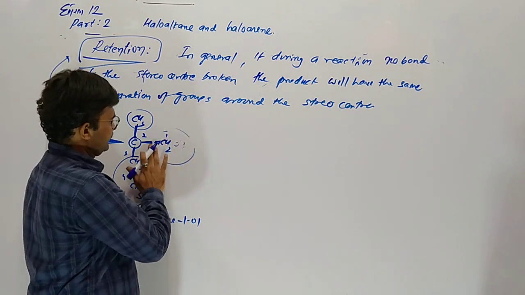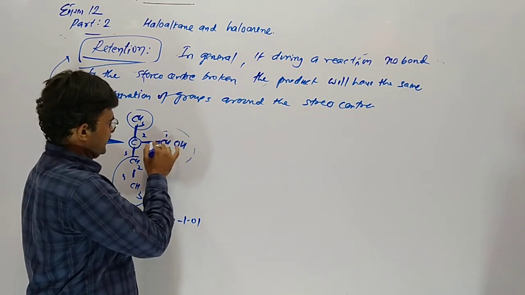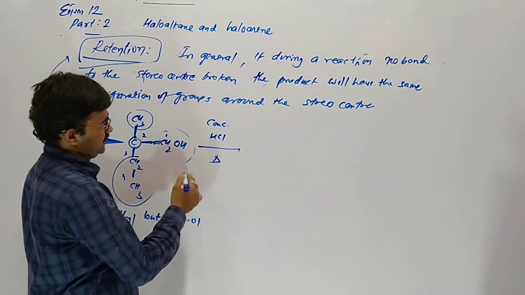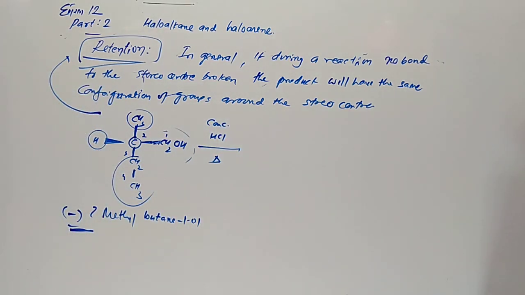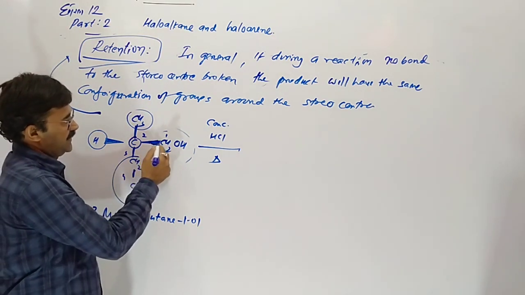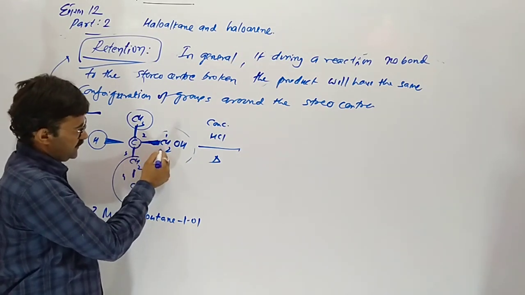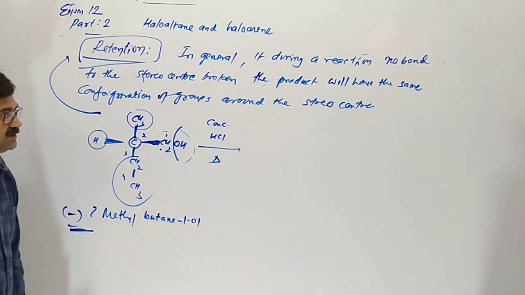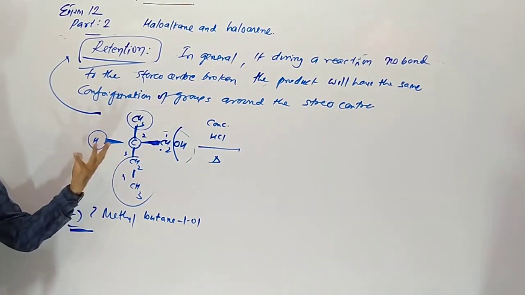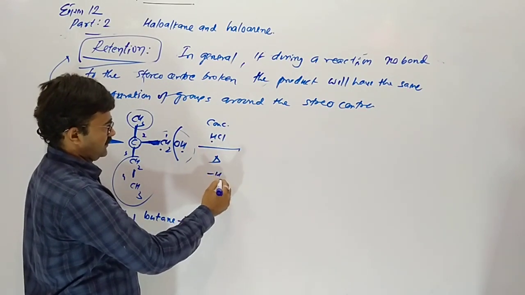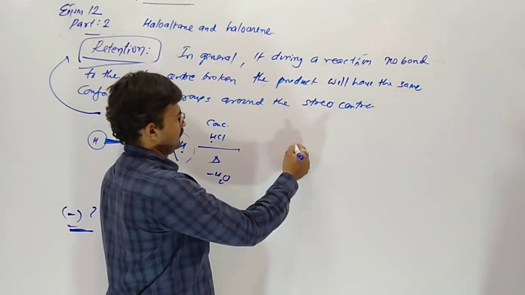Here you can see the CH2OH group. We are heating with concentrated HCl at high temperature. So what happens there? The bond between the stereo center and carbon is not breaking. The bond breaks from here, so the configuration does not change. OH with H is removed as HCl.